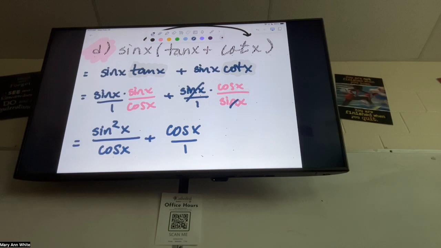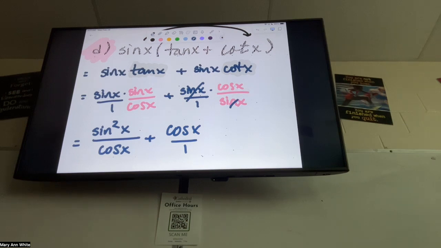You don't put your square behind your x because we're squaring the trig function. We're not squaring the x. That's a good question. I asked, can I put my square behind the x? And I said, no, put it behind the trig function. Okay, as of now, we can't simplify that anymore.